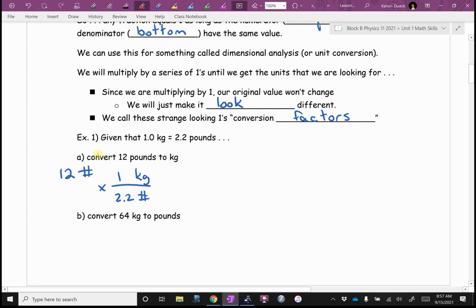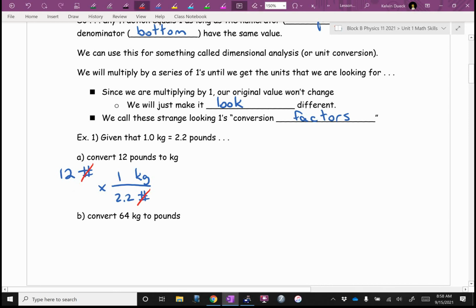Notice, look up. Pounds cancels. What are the only units that are still sitting around? This is going to be kilograms. This answers for you automatically. Do I divide by 2.2 or multiply by 2.2? Because that's really the question most kids have: what do I do with it? Where is that 2.2, on the top or on the bottom? It means divide. It's going to be 12 times 1 divided by 2.2.